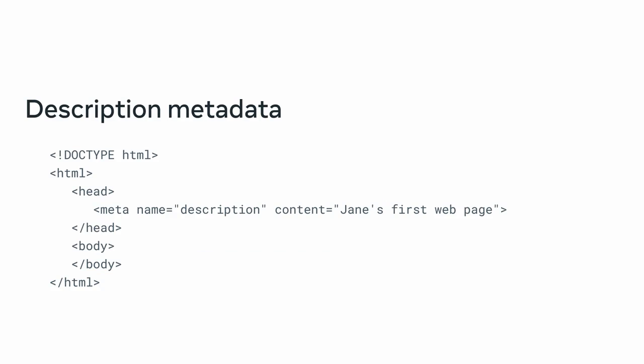The description metadata describes the content of the web page. This is often used by search engines as descriptive text in search results. The name attribute is set to description, and the content attribute is the descriptive text.